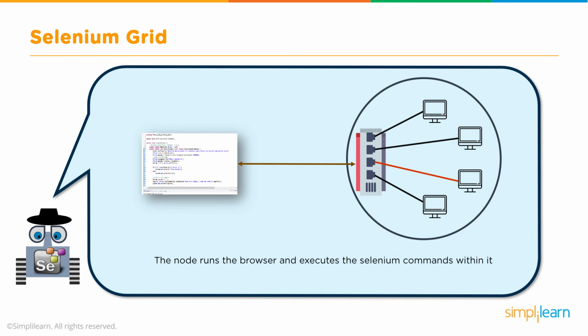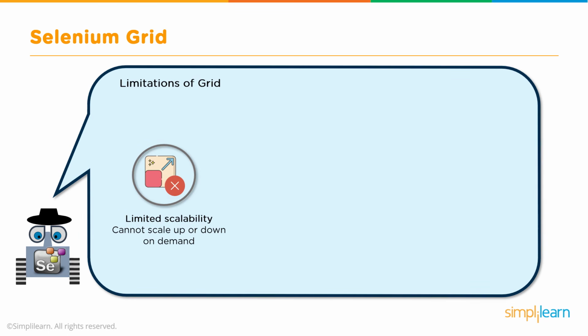What happens on the node? Once the node gets the command from the master, the node actually runs all the test cases on the specific browser which you have mentioned in your configuration file. So this is a very high level architecture of how a grid works. If you want to know more details of how the grid works, you can refer to our video on Simplilearn.